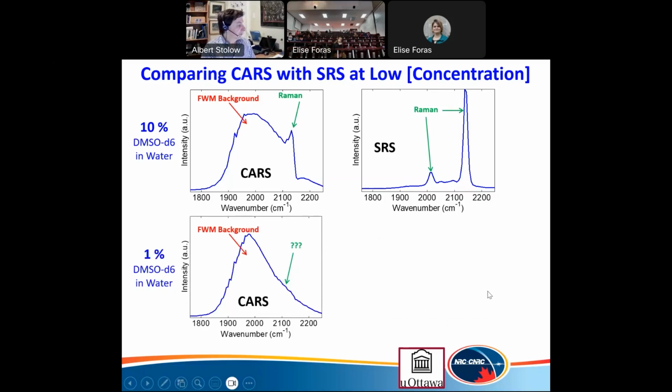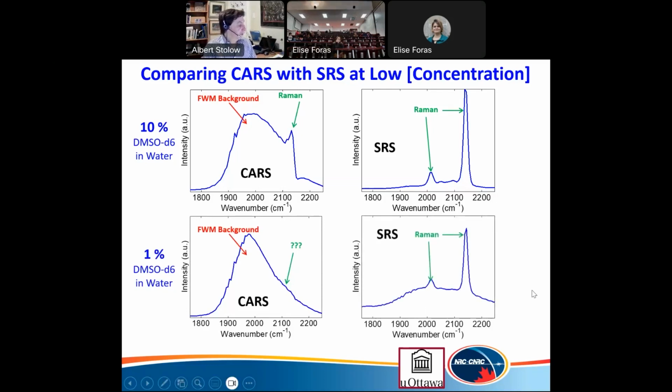What about the SRS technique? Well, the SRS technique still can see the Raman peaks, but there seems to be some kind of background there as well. So it's not perfect, it's much better, but there still remains some background.